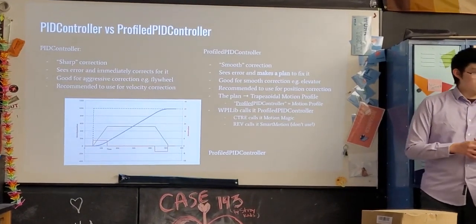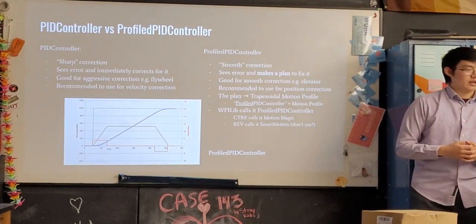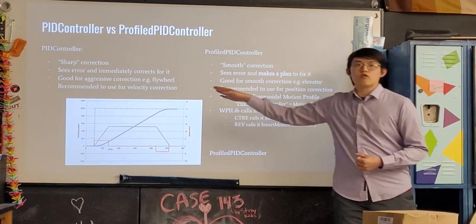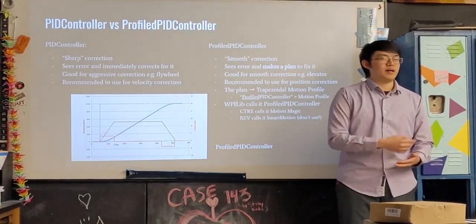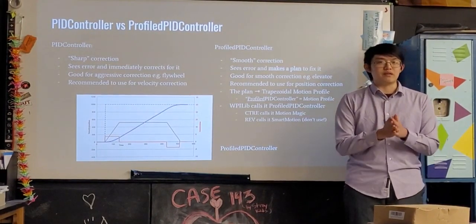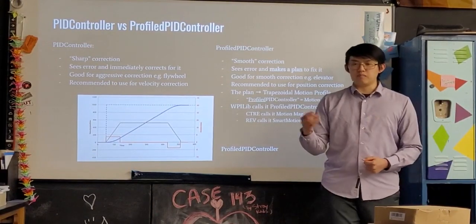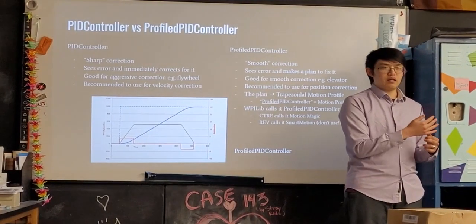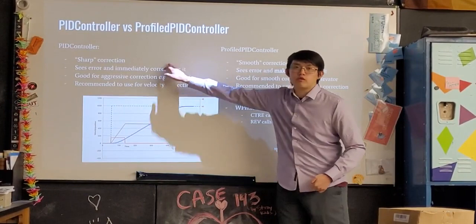Okay. So the PID controller is the normal PID controller. What a PID controller does is it takes in an error and it corrects for that error by supplying a voltage. That process is effectively immediate. It is fast. It's incredibly responsive. Immediately when you input an error, it spits out super fast an output voltage to correct for that error. That's why I call it sharp correction.